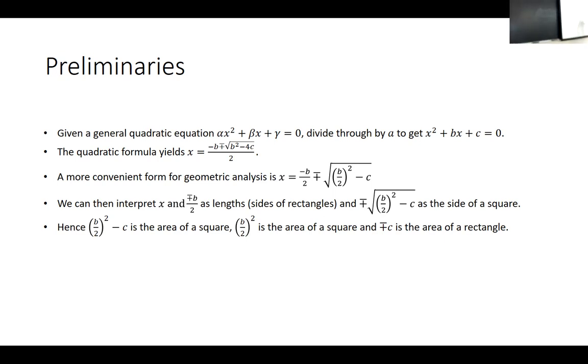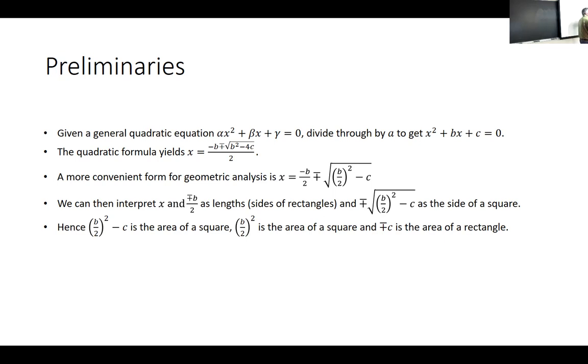These are going to be lengths of rectangles. Here we've got a square root sign. So to think of that as a length, this is going to be a length of a square, right? That's what taking the square root means. So that means the things inside here have got to be areas. So b on 2 is a length. So b on 2 squared is going to be a square of side b on 2. And c has to be an area. So it's going to be the area of a rectangle.